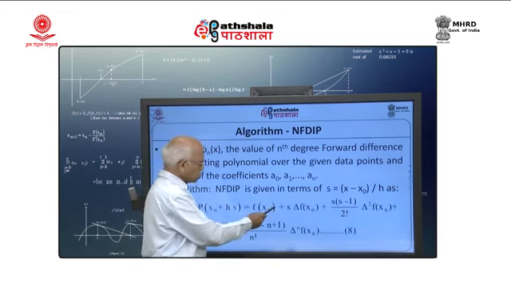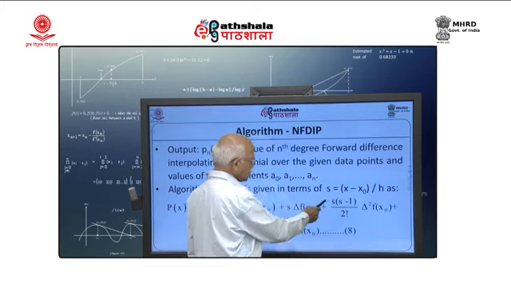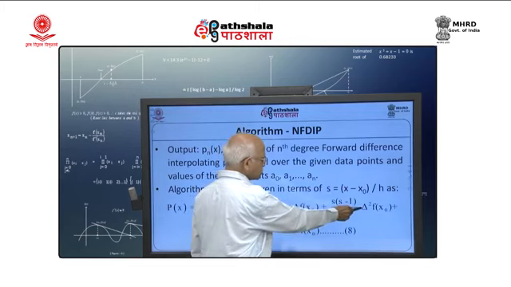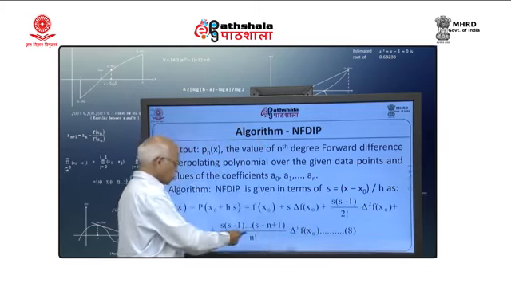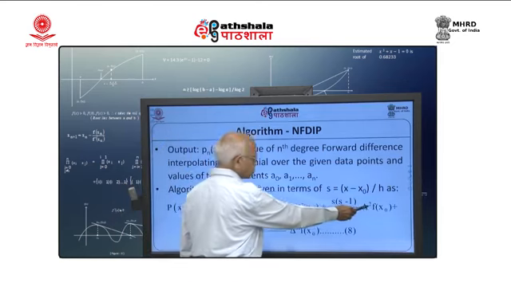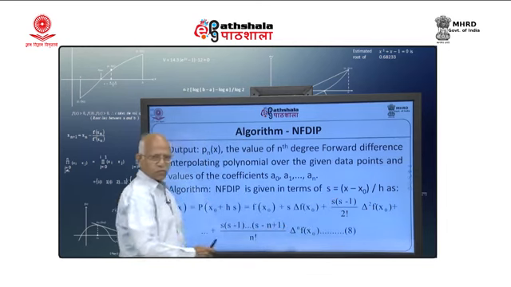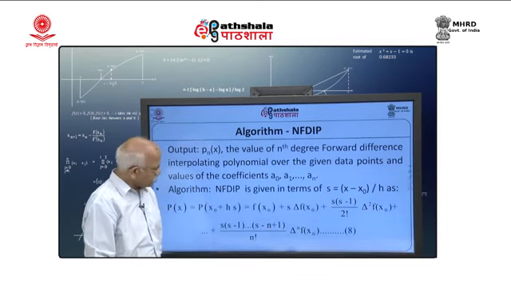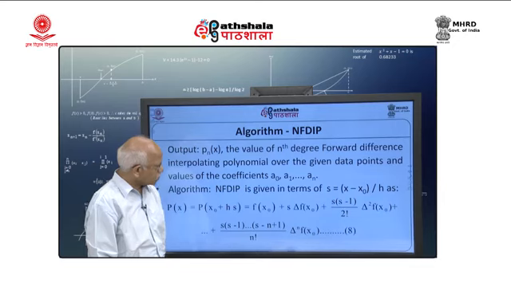So, f of x 0 plus s into delta f of x 0 plus s into s minus 1 upon 2 factorial delta square f of x 0, and so on. These are the forward differences. This is the first order forward difference, this is the second order forward difference, and this is the nth order forward difference of f at x 0.